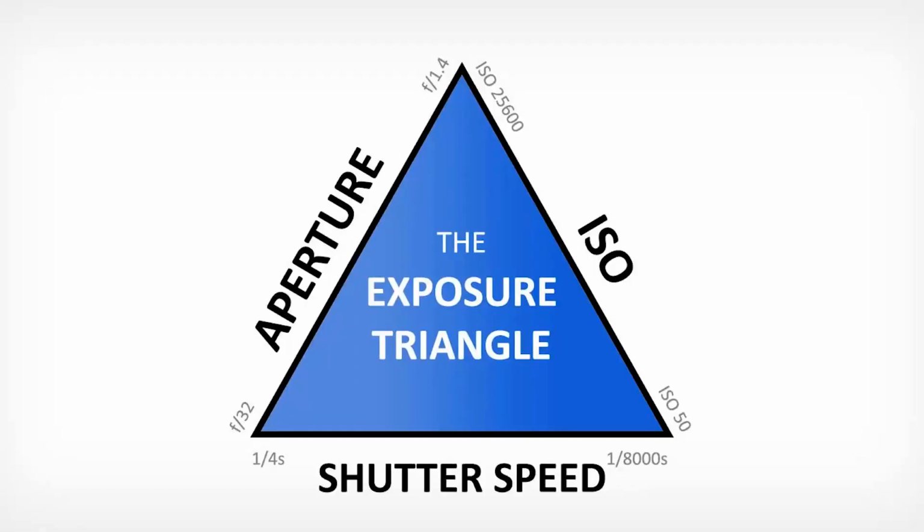So what is the exposure triangle? The exposure triangle is an imaginary triangle that explains the relationship between the exposure parameters of your camera. There are three basic parameters that control the exposure of your camera: the aperture, the ISO, and the shutter speed. These three things are what control the exposure of your camera.